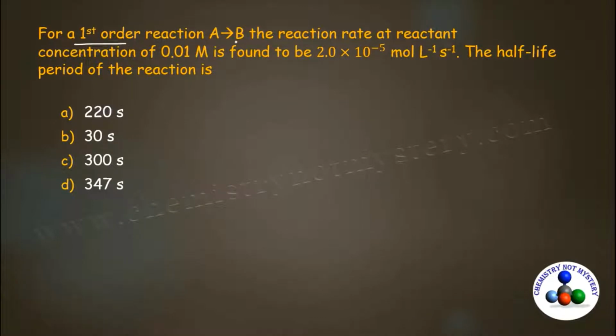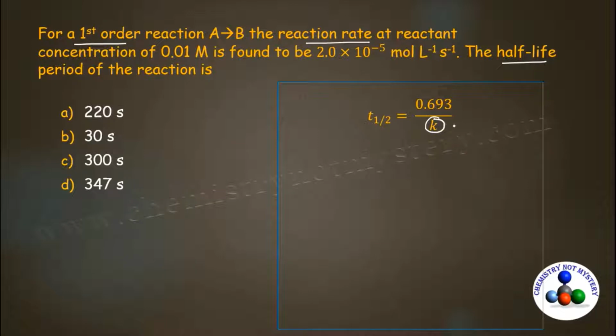For a first order reaction, A gives B. The reaction rate at reactant concentration of 0.01 molar is found to be 2 into 10 raised to minus 5 mole per liter per second. The half-life period of the reaction is, and these are the options. Here we have to calculate the t-half. For the calculation of t-half, for first order reaction, we have the equation t-half is equal to 0.693 over k. To calculate the t-half, we will require the rate constant, but it is not given in the question.